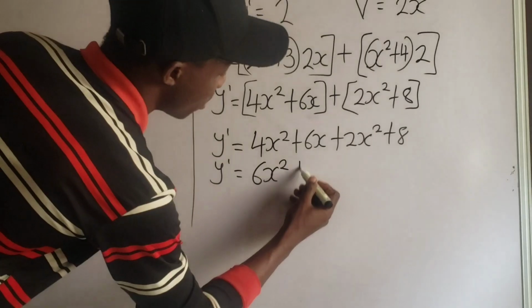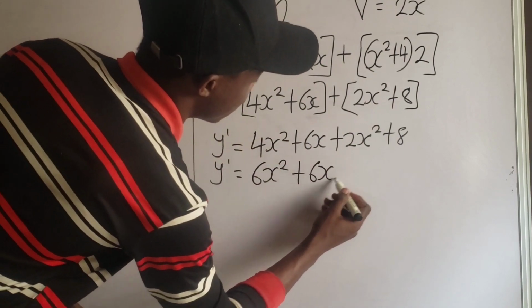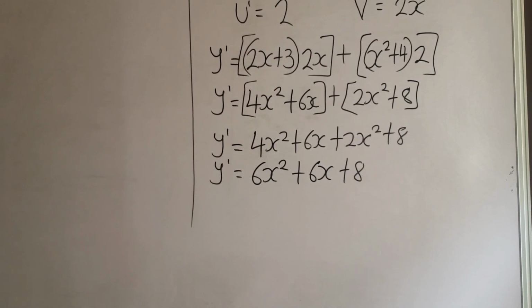6x squared plus 6x plus 8. So therefore, we have taken the derivative of the first question. Now let us proceed to the second question.